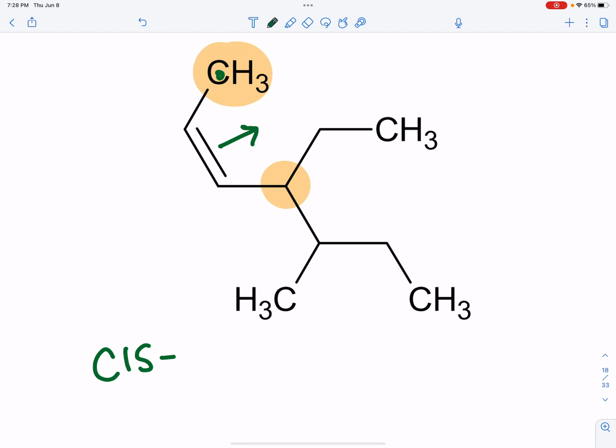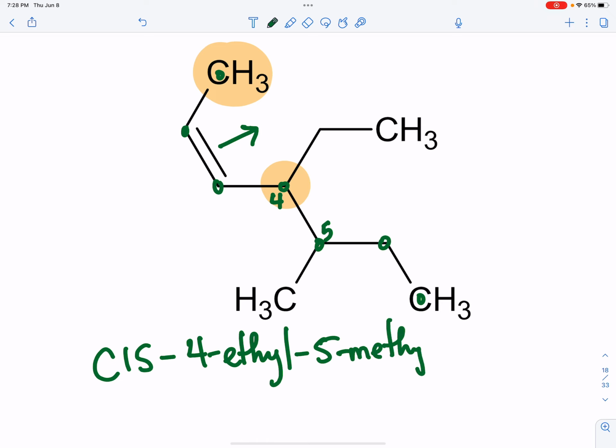So the parent chain has 1, 2, 3, 4, 5, 6, 7 carbons. There's an ethyl branch on the 4th carbon. There's a methyl branch on the 5th carbon. So the name would be cis 4-ethyl. We put that first because it's alphabetical. And then we say 5-methyl. And then we'll say hept. And it's the second bond, so hept-2-ene. So there's the full name.